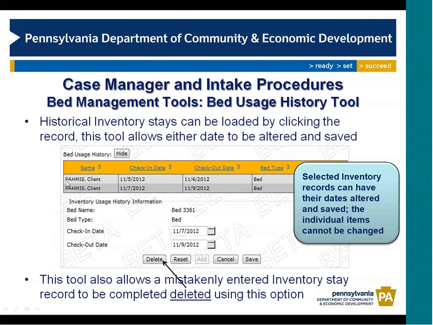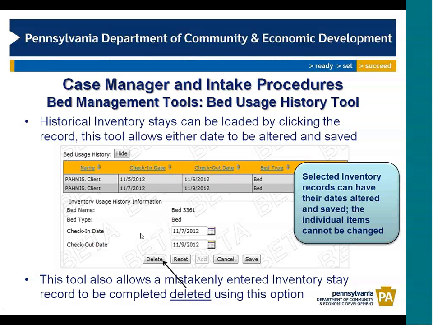Once you click on any historical stay, the system will load the information into the grid and allow you to update or change the check-in or check-out dates. Say you accidentally checked in a person or checked out a person too early or too late and you want to go back and change that date, this is the perfect tool to do that with. You change the date and hit save, and the information will be updated.